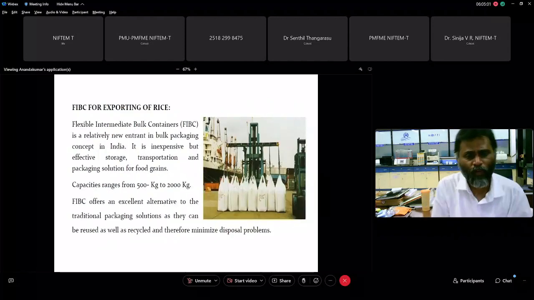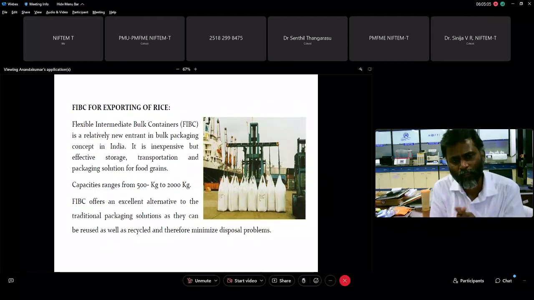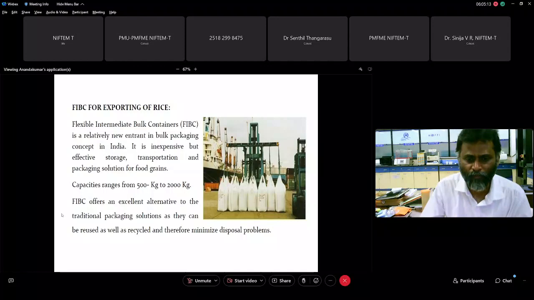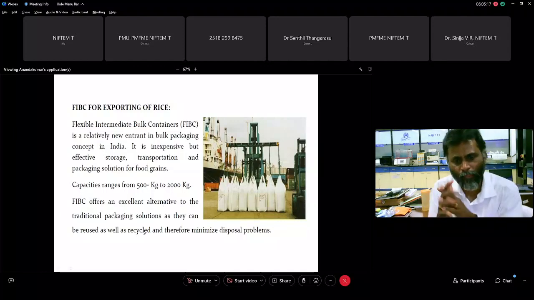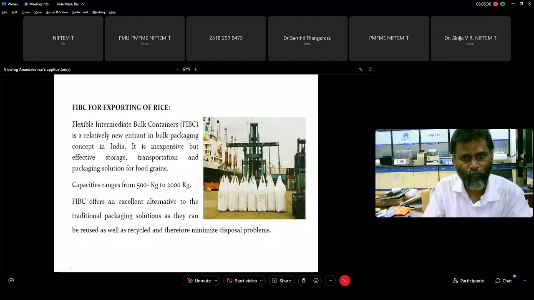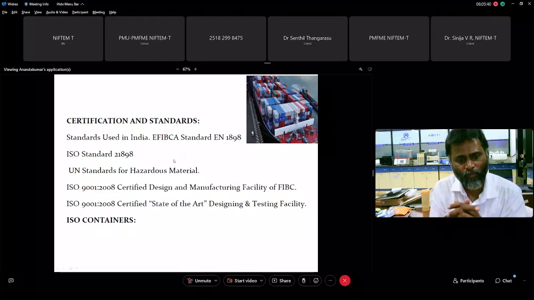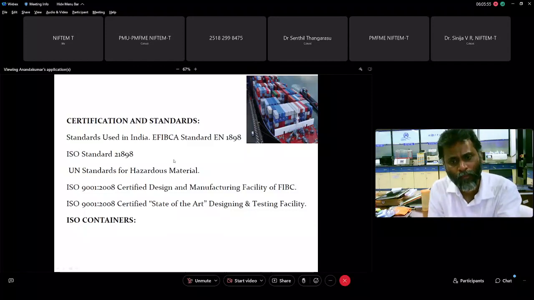Then we have another kind, that FIBC bags, okay, flexible intermediate bulk bag containers. So it is also made by that PP woven bag. And another thing, the capacity of the bags, it can be varying with 500 kg to 2000 kg material. And particularly these type of bags, particularly if you see the transit packaging, so in a bulk volume, you want to transport. So these type of bags are highly usable. Even whenever you select this type of packaging material, there are some standards are there. Okay. So that is the ISO standard 21898, or the UN standard for hazardous materials. Okay. ISO 9001:2008, certified design material. So these are all the things they are all using it for packing of this FIBC material. So this standard they are using it.